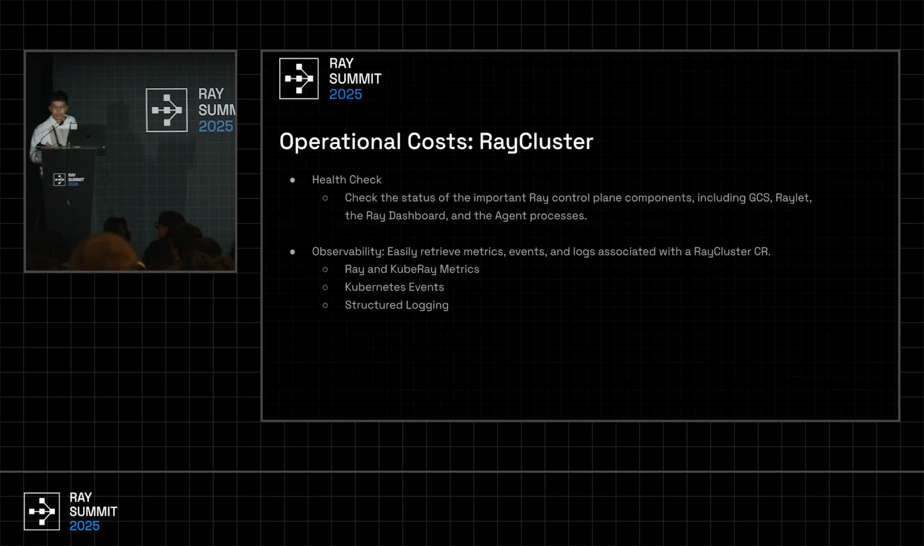And the third one is structured logging. For the Ray side, we support the JSON format, and the KubeRay operator control plane also has the JSON format, and each format has a required label, like the Ray cluster CR name. So when you store it in something like CloudWatch or Datadog, you can easily filter based on the Ray cluster CR name. So it's pretty easy to associate the logs, events, and metrics with KubeRay.